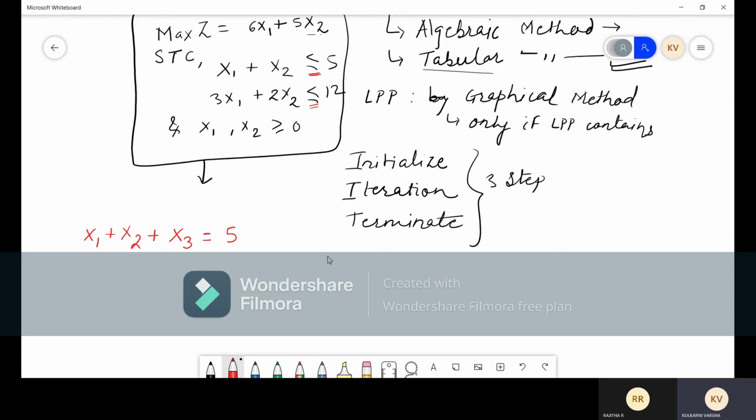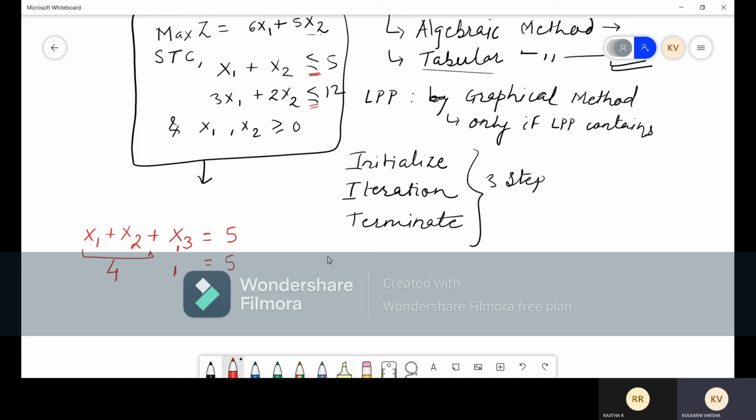Now what will this x3 be? This x3 is just for equating the constraint. Suppose the addition of x1 and x2 is less than 5, say it is equal to 4, and we want this to be equal to 5. So what should be the value of x3? It should be 1. So 4 plus 1, it will be equal to 5.